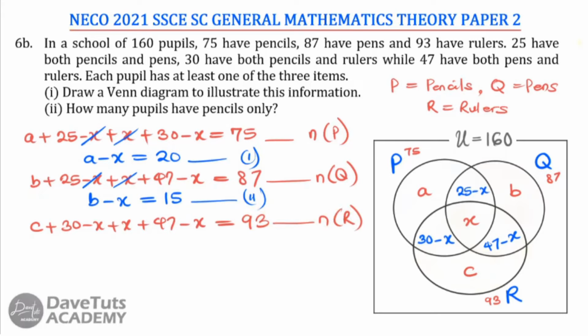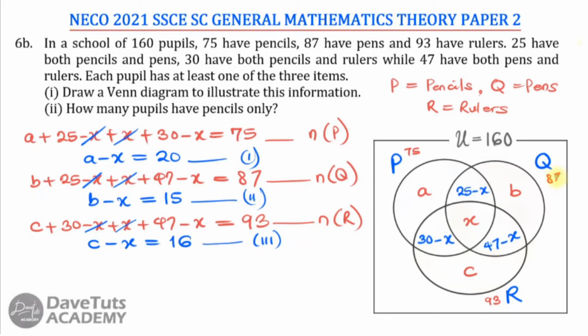And again, in trying to simplify, minus x and plus x, they are out. We are left with c minus x as our variable. Then 30 plus 47, that will be 77. And when 77 moves to the other side, that will be 16. So I have 16, and I can call this my equation 3. Okay, but that is not all.